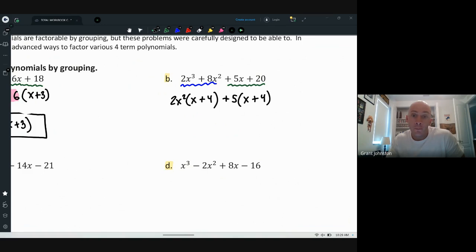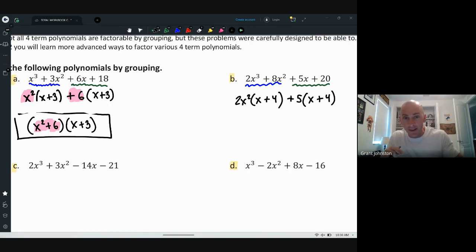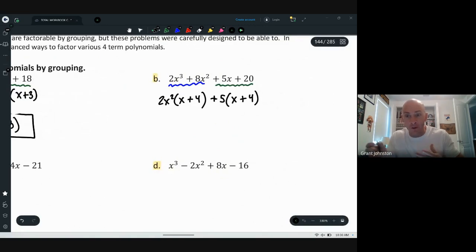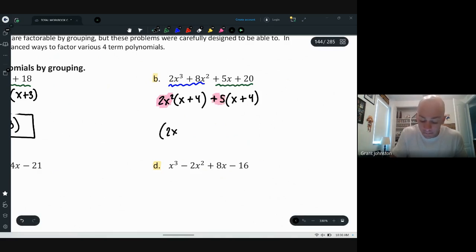Okay, so notice they both, and this is a way that you know you're doing it right, is that both the 2x squared and the 5 have an x plus 4 multiplied to it. So those better match. Like on A, we had x plus 3s, and B, we have these x plus 4s. Those better match. Or else you made a little mistake, and you just go back and look to see where you screwed up. But now I can group those.